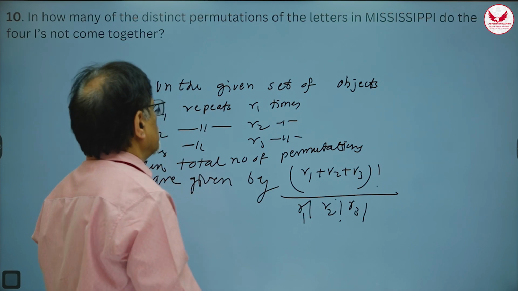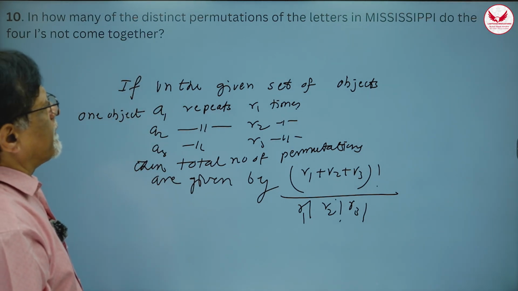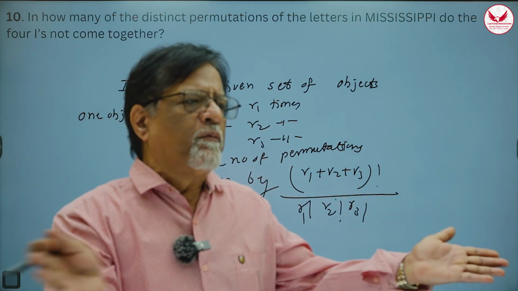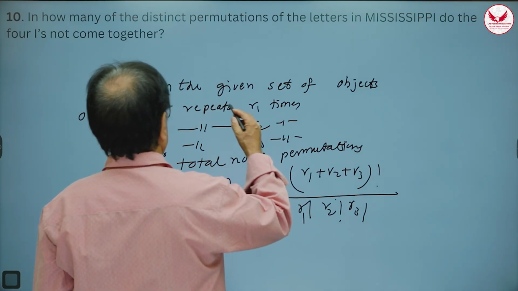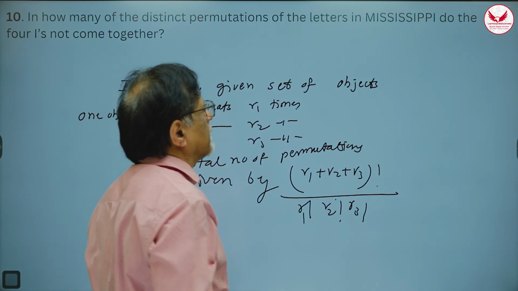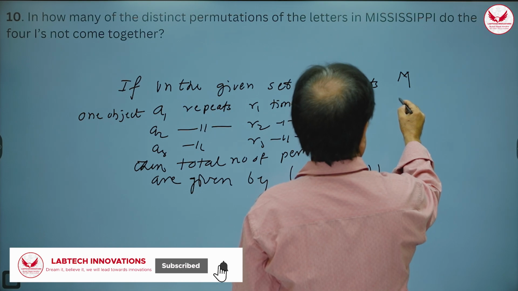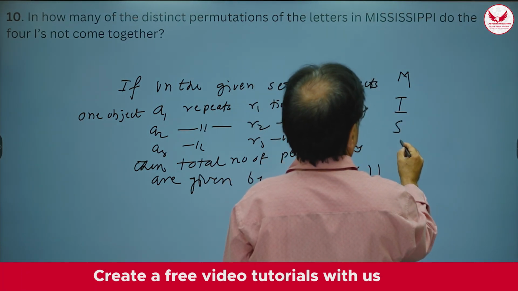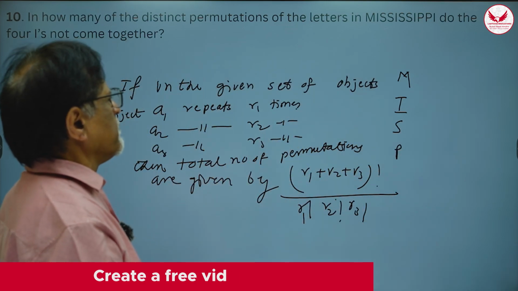Correct? So this is how the repeated permutations are to be applied. Why? Because if the same letter is repeated, it cannot be permuted. It amounts to only the same letter. Okay. So therefore, this formula I am going to apply for solving this problem. Here, there are exactly 4 letters: M, then we have I, then we have S, and then we have P. So there is no other letter except these 4.